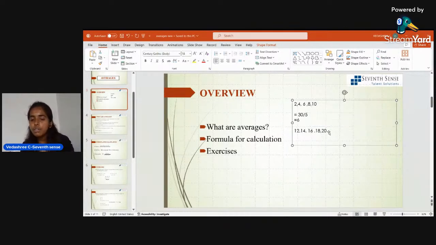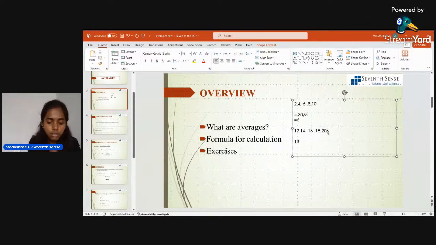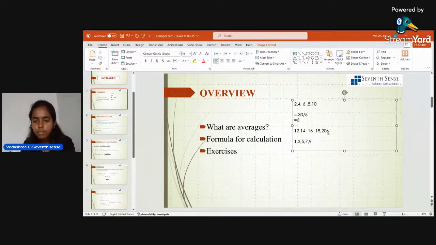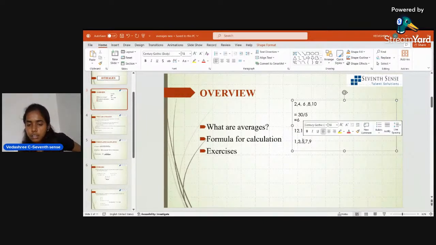So this is not only for even numbers. This will apply for odd numbers also: 1, 3, 5, 7 and 9. These are a set of consecutive odd numbers. So here again, the middle number is the average.